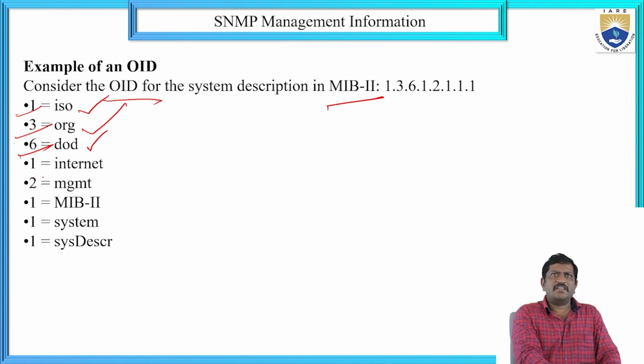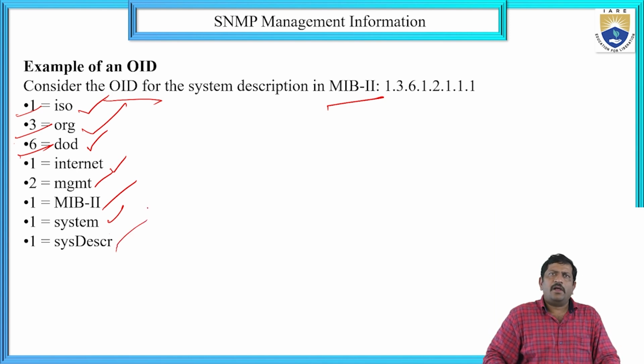All ISO, ORG, DOD information can be stored. And internet means all internet related information can be stored in the internet. And management, MIB2, and the system information is dot 1, and then system, descr, and so on. These are the information. So these are all the object identifiers.